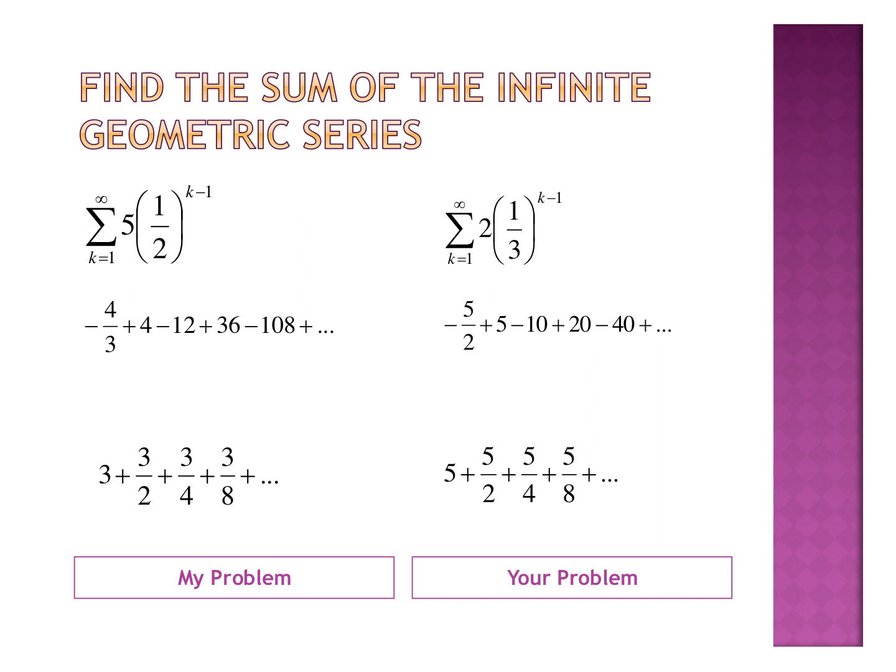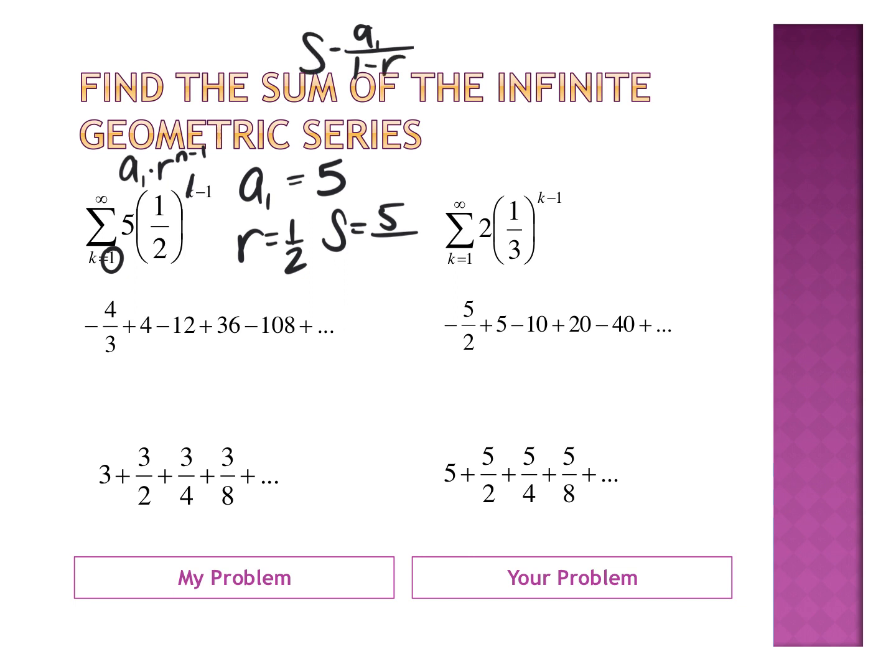That's all we need. My a1 in this case, this is in the form a1 times r to the n minus 1. So my a1 is 5. And if I plugged in the 1 here, I get 1/2 to the 0, which is 1, times 5 gives me the 5. And my r is the 1/2. 1/2 is less than 1, so this should have a sum. The sum formula is a1 divided by 1 minus r. So 5 divided by 1 minus 1/2. And 5 divided by 1/2 is 10. So the sum is 10.